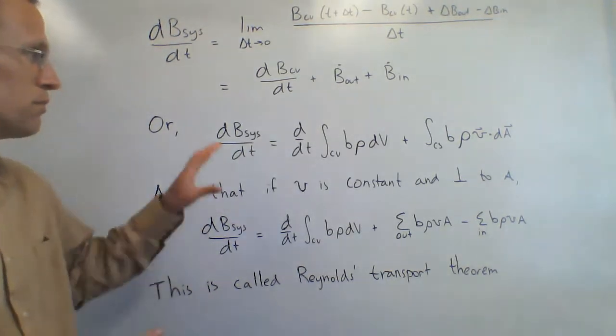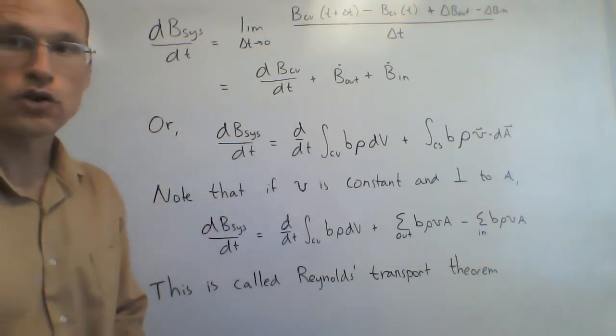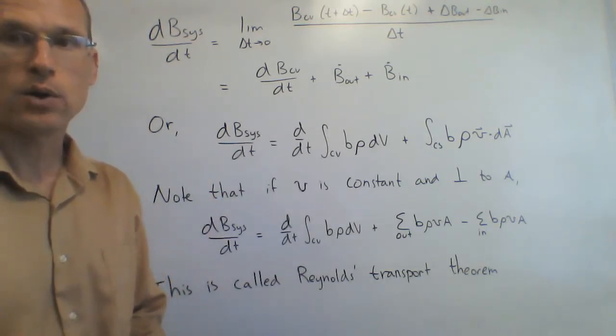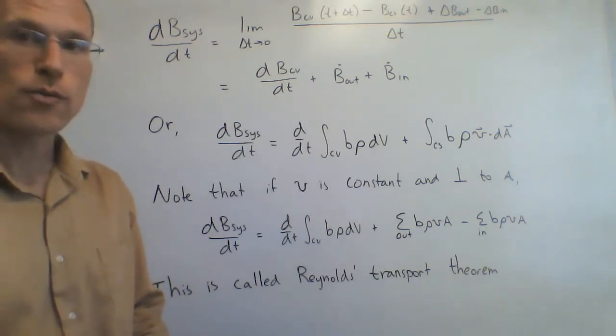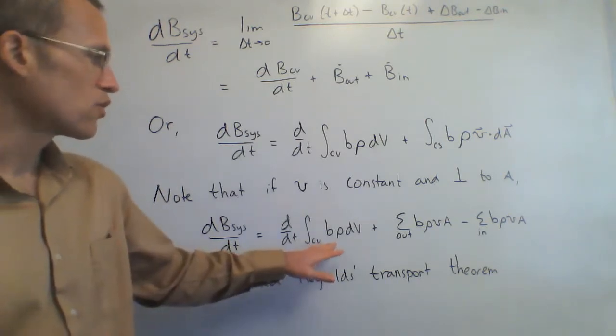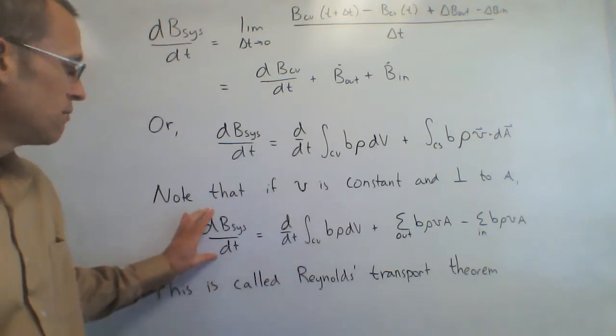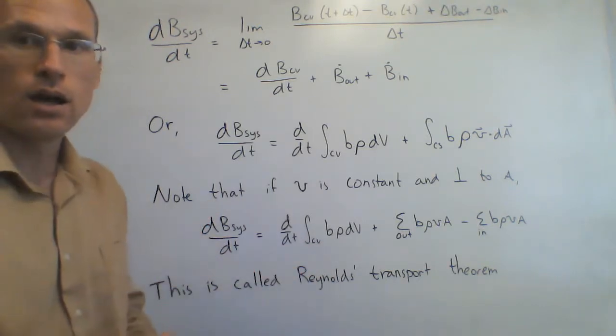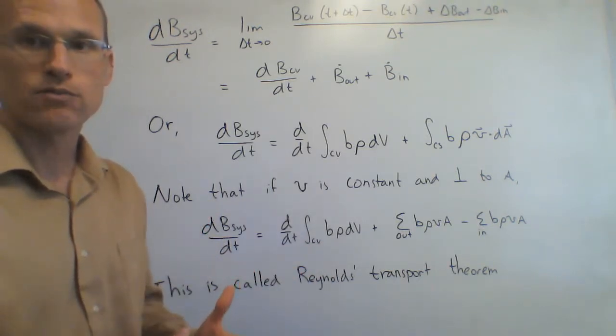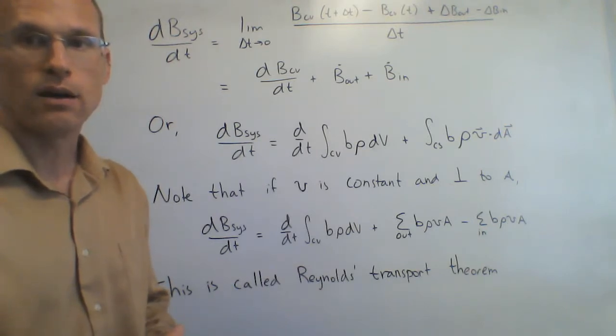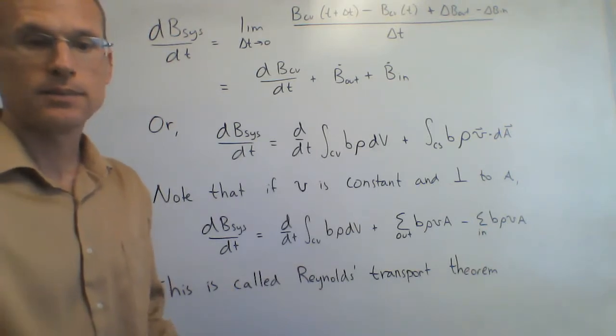So this general form is called the Reynolds transport theorem, and now what we can do is apply that to any intensive property b. So I can take some intensive property b and get basically an equation for some extensive property B. So we're going to do that for the simplest case next.